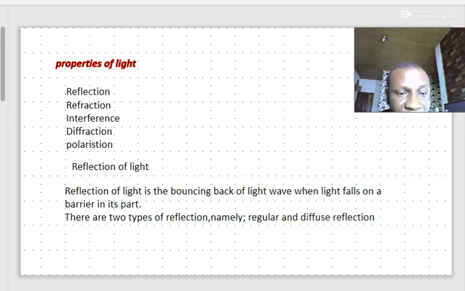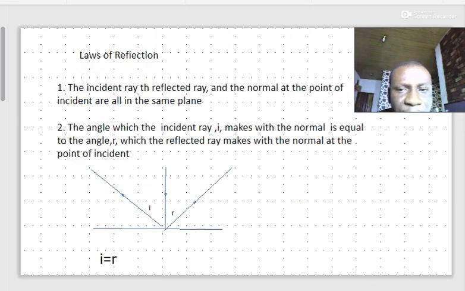Now we turn from there. We want to look at the properties of light properly. We want to consider the laws of reflection. The laws of reflection state that the incident ray, the reflected ray, and the normal at the point of incidence all lie on the same plane.